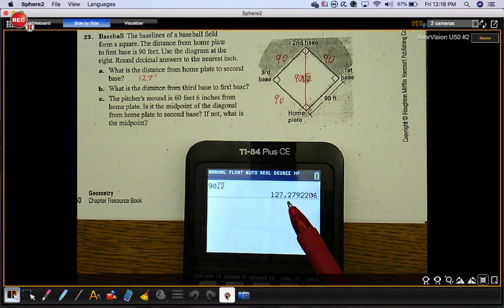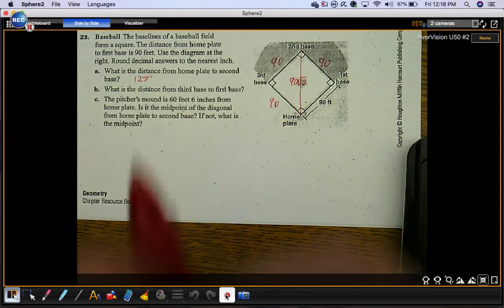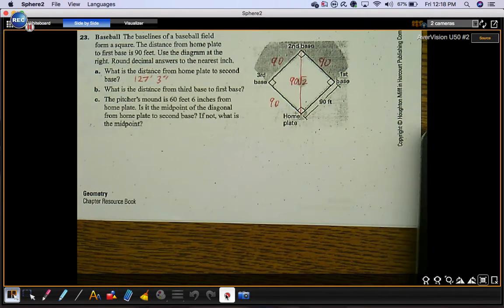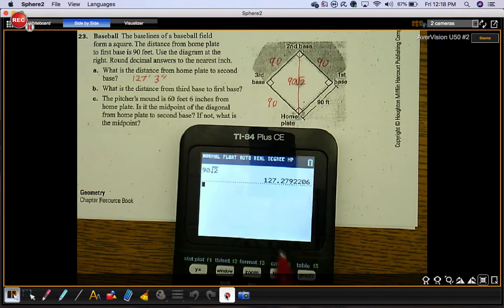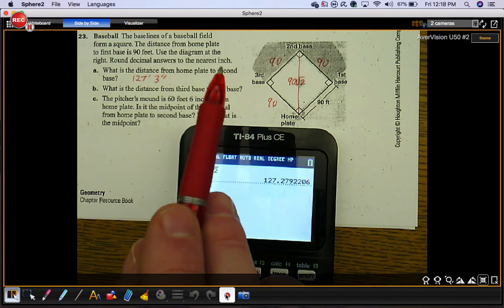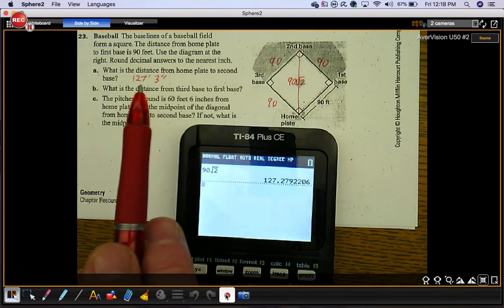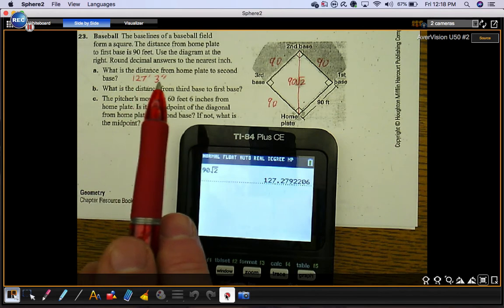That's really close to 0.25 feet. So if you have 0.25, that's a quarter of a foot. What is a quarter of a foot? The nearest quarter of a foot. How many inches? So a quarter of a foot is 3 inches. So calculating this answer wasn't bad, but then rounding to the nearest inch, oh, then that's a little bit more involved. It's 127 feet, 3 inches.